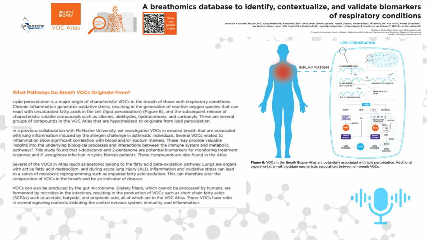Lipid peroxidation is a major origin of VOCs in the breath of those with respiratory conditions. Chronic inflammation triggers this process and the subsequent release of VOCs such as alkanes, aldehydes, and hydrocarbons. Many hypothesized lipid peroxidation products are found in the VOC atlas. Acetone is one of the most abundant VOCs in breath and is found in the atlas. Acetone can be produced via the fatty acid beta oxidation pathway. During acute lung injury, inflammation can lead to metabolic reprogramming, such as impaired fatty acid oxidation. This can alter the composition of VOCs seen in the breath and therefore be an indicator of disease.